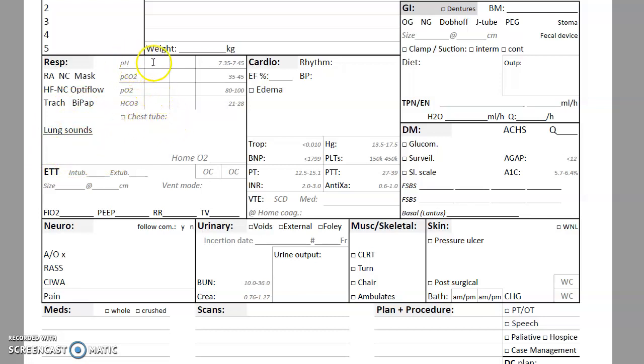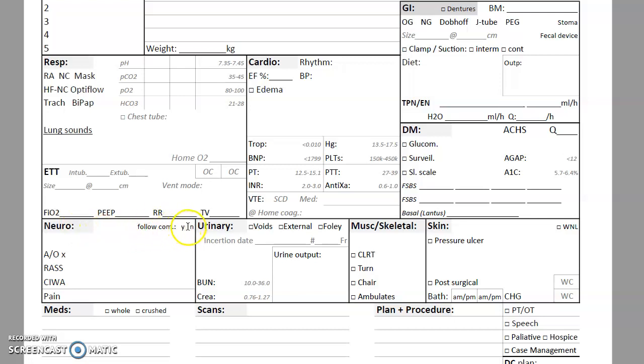Right here you have your blood gas with the normal values. This is for my facility where I work. And if patient is using any home oxygen. If patient is intubated, you have an intubation date, extubation date, size of the tube, and distance. Right here you have your vent settings, FiO2, PEEP, respiration rate, and tidal volume, depending on what kind of vent mode you're using at that time. And right here again, little boxes to make sure you document your oral care for this day and for the next day.